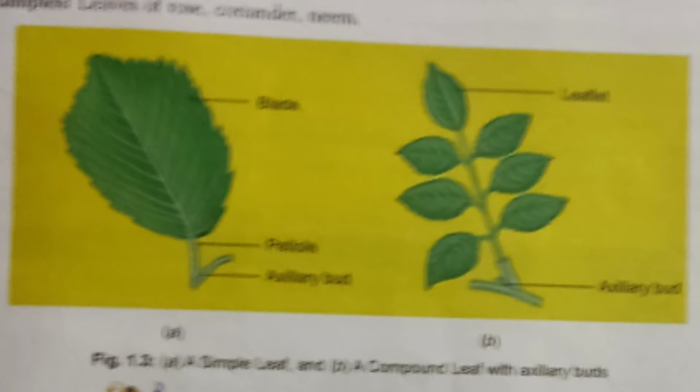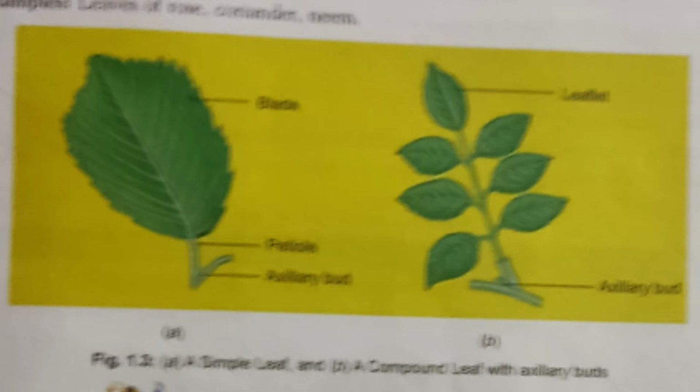In simple leaves, the lamina is not divided into separate lobes or leaflets. A single bud is present in the axil of the leaf. The base of the leaf often has stipules. Example: leaves of mango, guava and peepal.